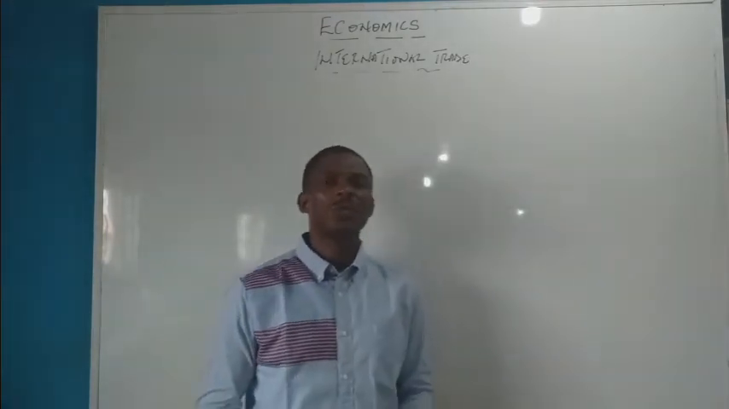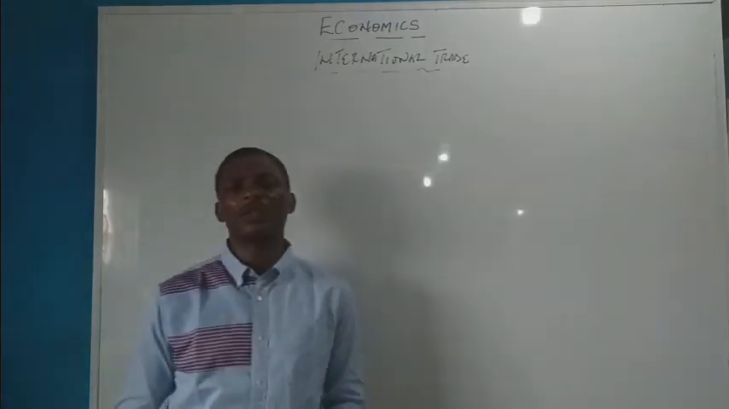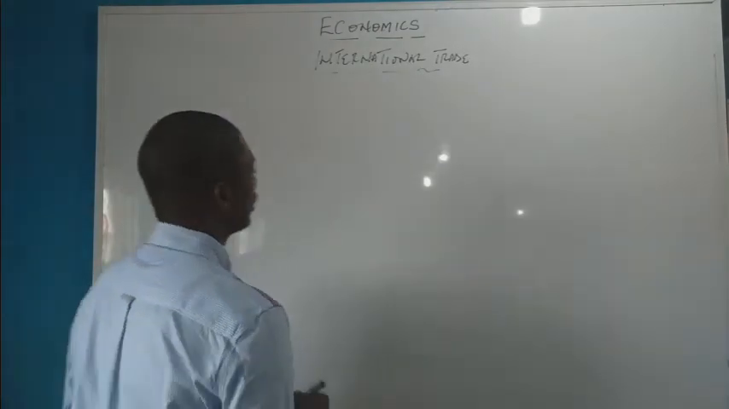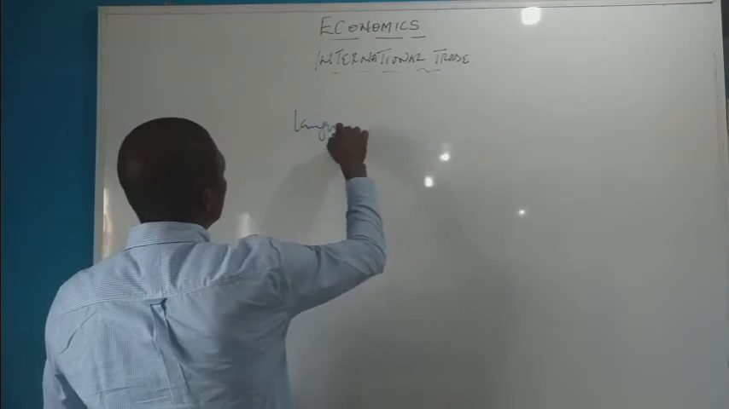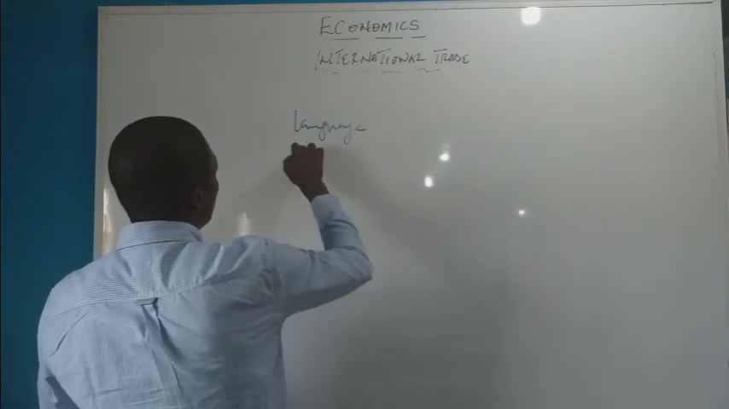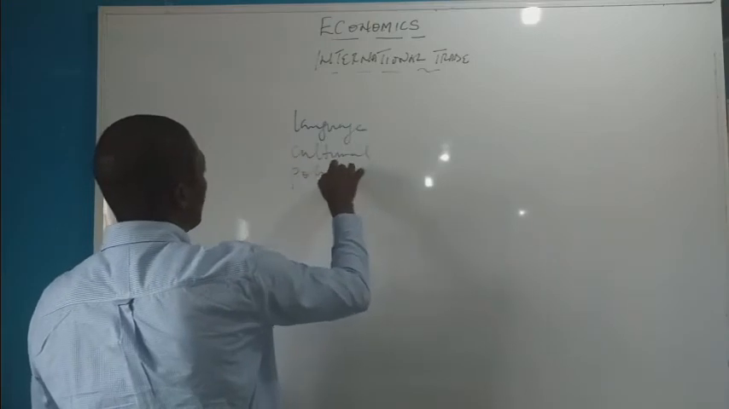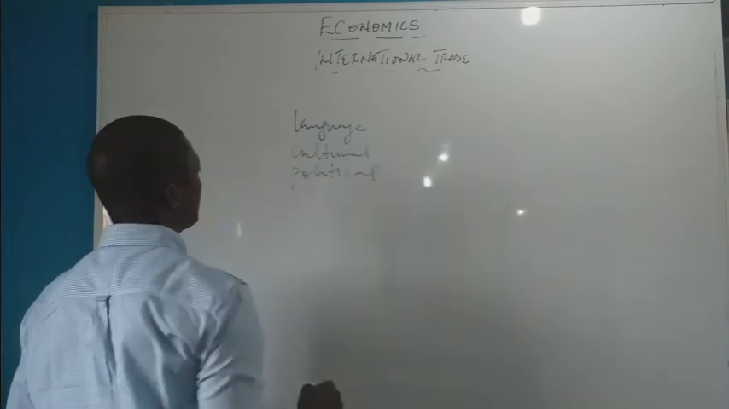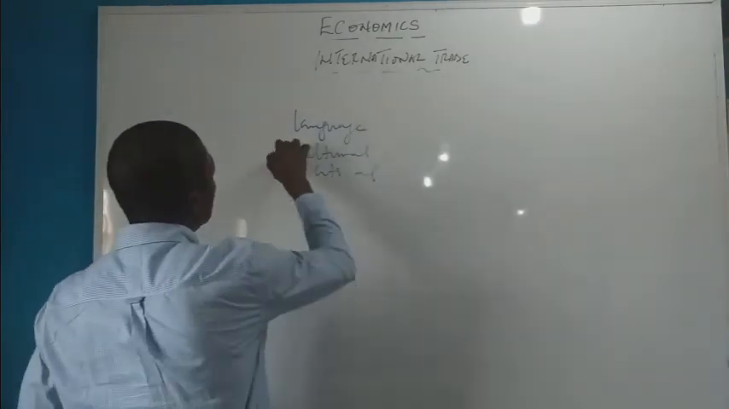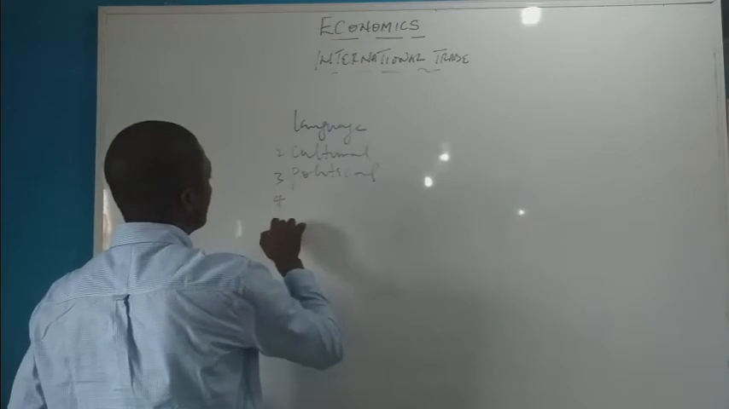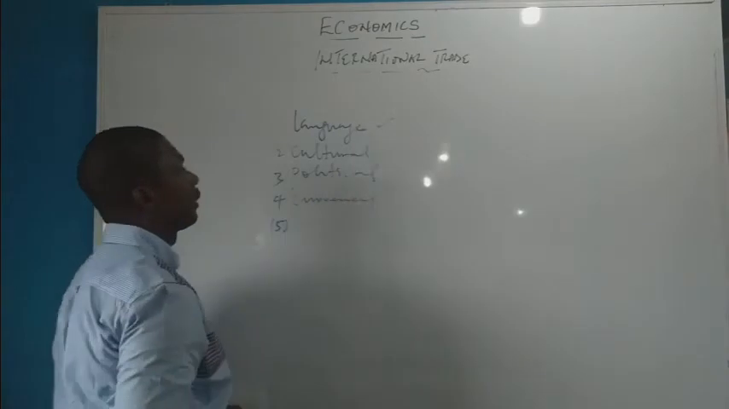Now let's also go to another subtopic in this topic, and that is problems of international trade. We have some problems associated with international trade. We have problems like the language barrier. We have problems like the cultural barrier. We have problems like the political barrier. We have problems like the currency barrier.